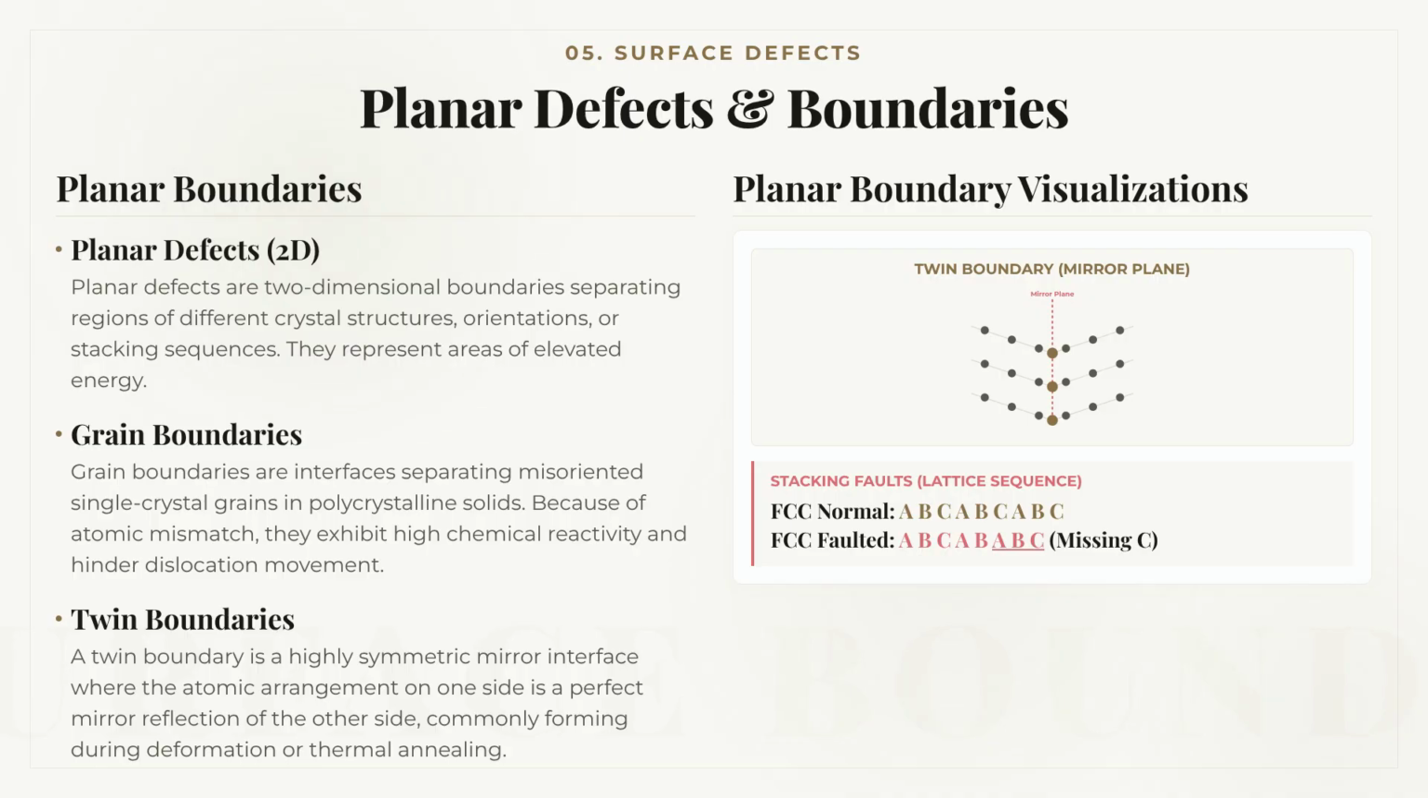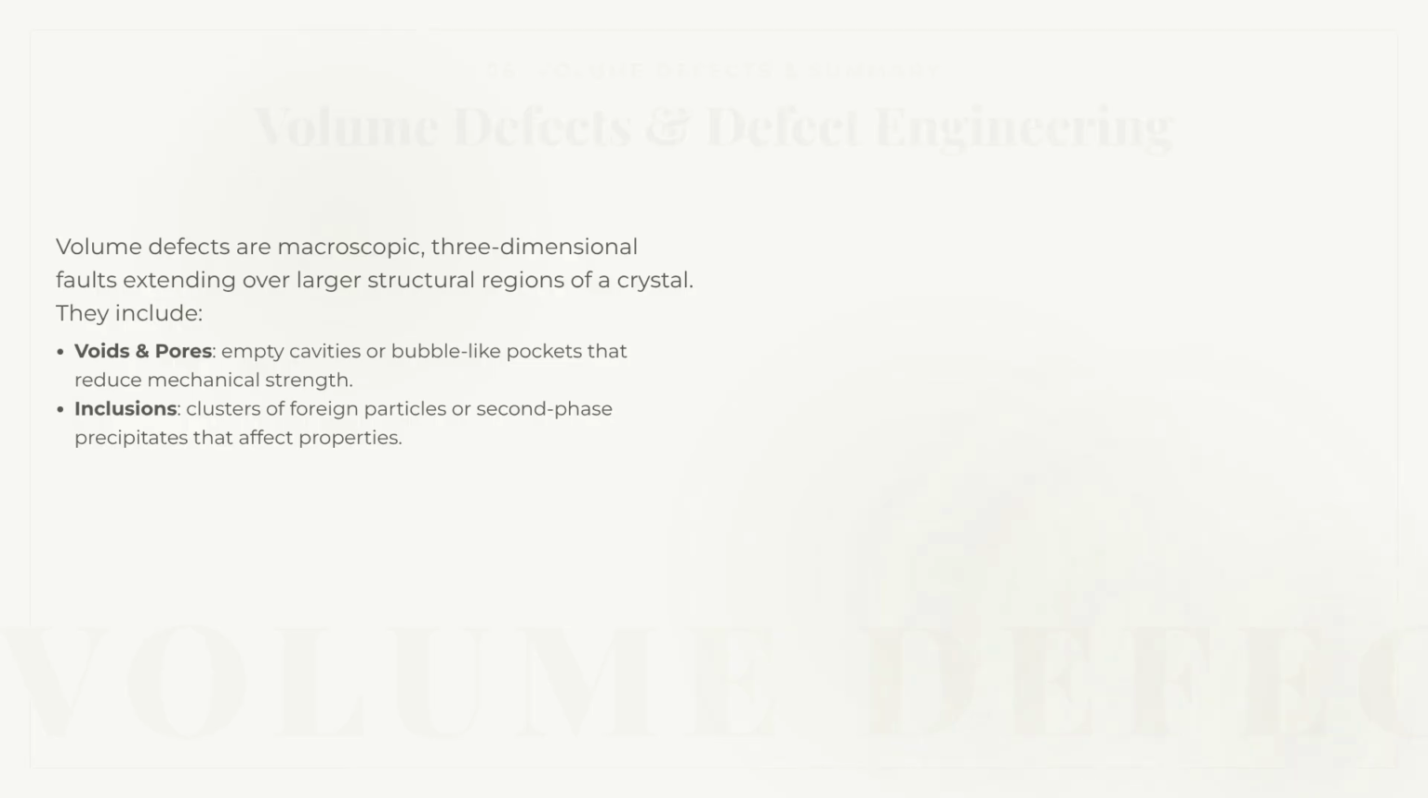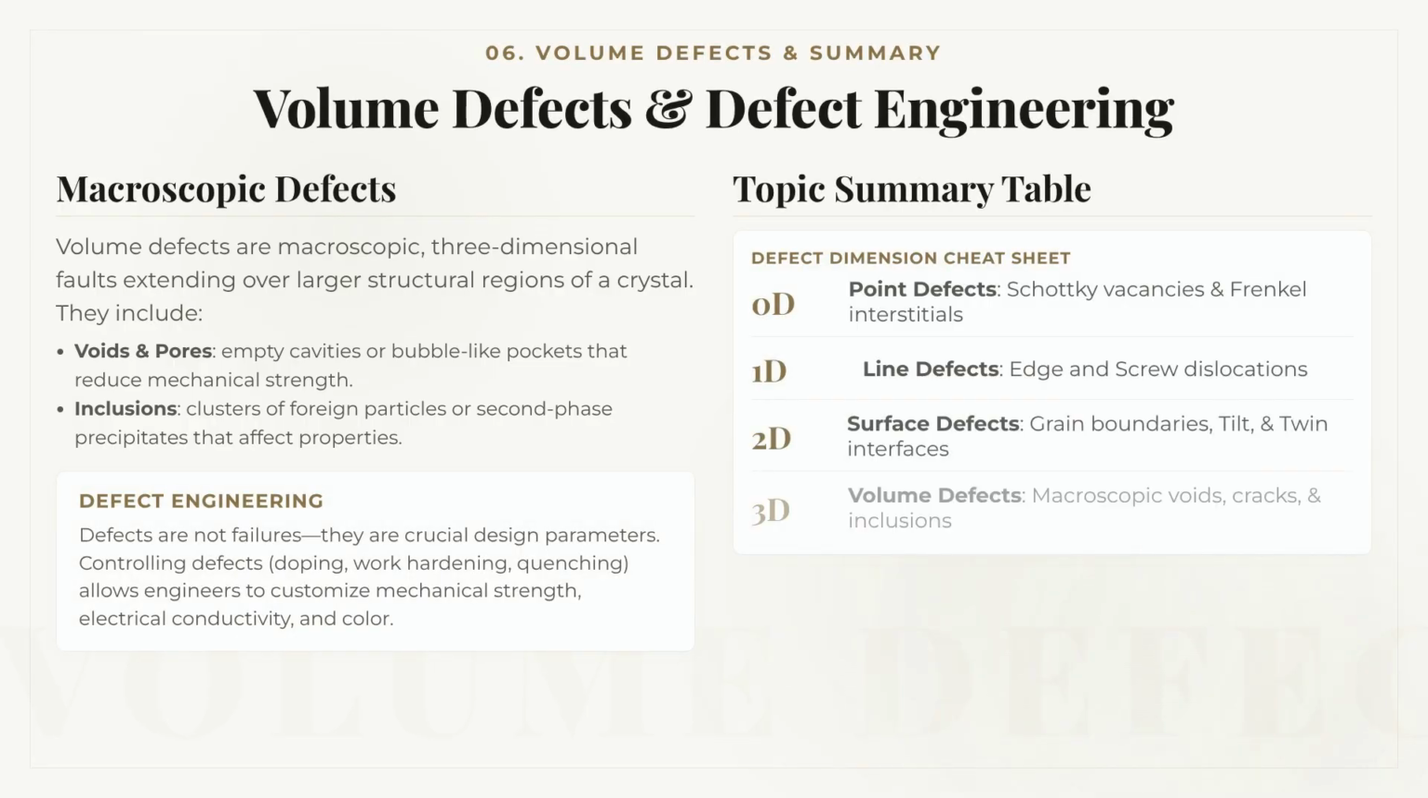Finally, let us discuss volume defects. Volume defects are three-dimensional imperfections extending over a large region inside the crystal. These defects include voids, cracks, fissures, and inclusions. Voids are empty spaces inside the crystal. Cracks and fissures are large fractures that weaken the material.